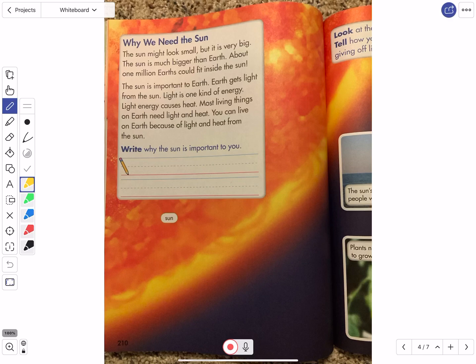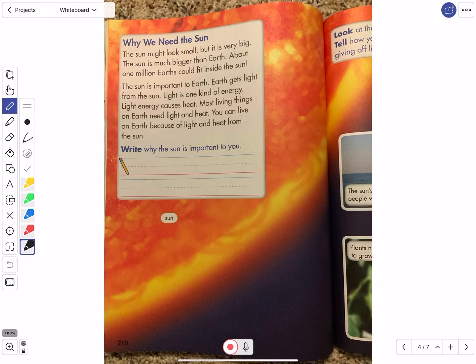Why we need the sun. The sun might look small, but it is very big. The sun is much bigger than Earth. About 1 million Earths could fit inside the sun. The sun is important to Earth. Earth gets light from the sun. Light is one kind of energy. Light energy causes heat. Most living things on Earth need light and heat. You can live on Earth because of light and heat from the sun.